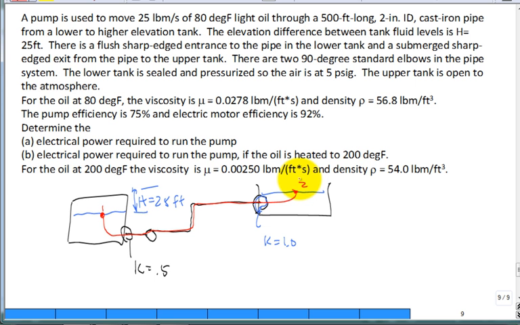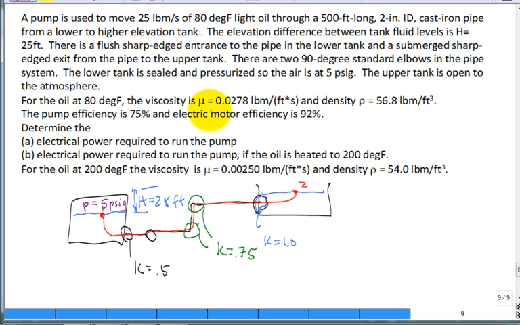Let's continue to read. There are two 90-degree elbows, so watch out for the loss on those. Both of them have a K of 0.75. You need to get those values out of the tables. It's a 90-degree standard elbow. The lower tank is sealed and pressurized. That's why I put a lid on it. The air pressure above it right here is 5 psi-G. See that? 5 psi-G. Okay? The upper tank is open to the atmosphere.